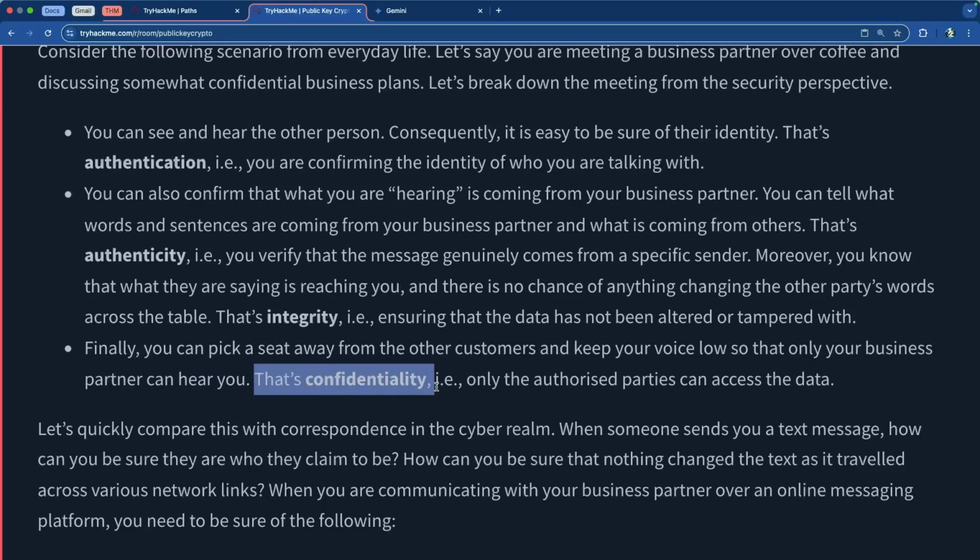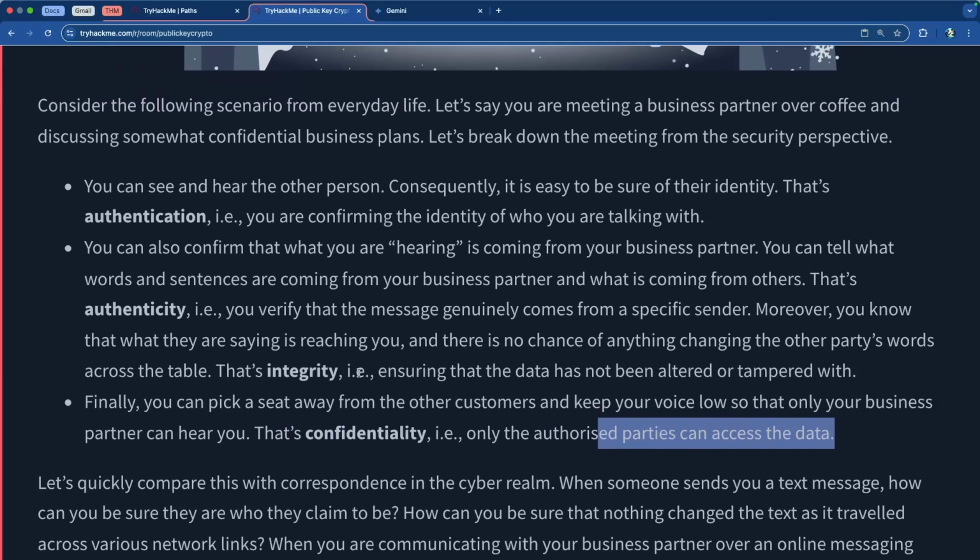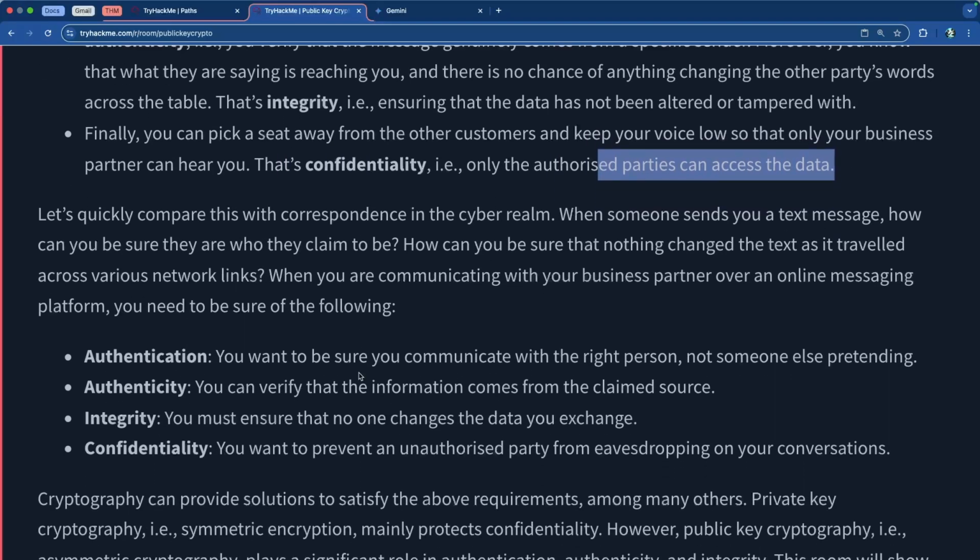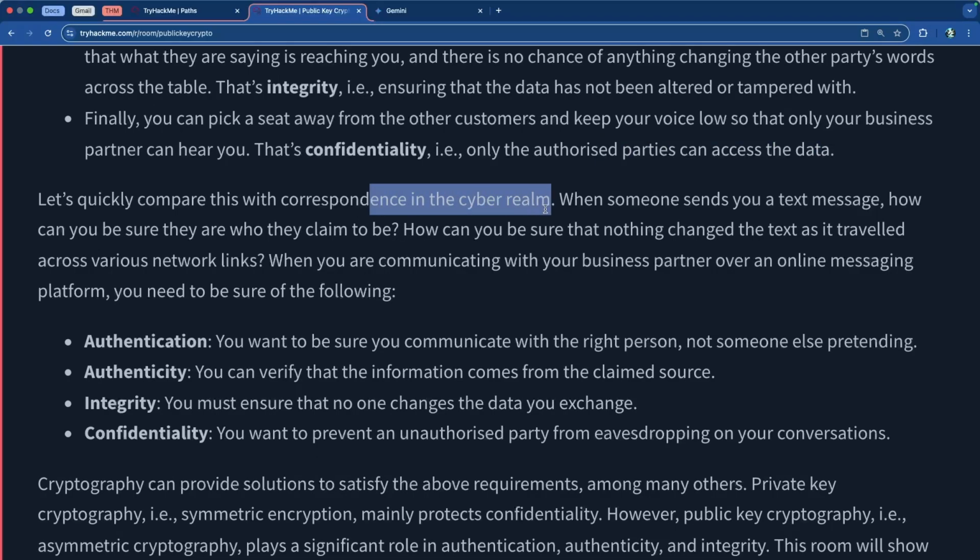That's called confidentiality, and only the authorized parties can access the data. So that's kind of like a real life example of this. So if we compare this with correspondence in the cyber realm, when someone sends you a text message, how can you be sure who they are and they're actually who they claim to be?